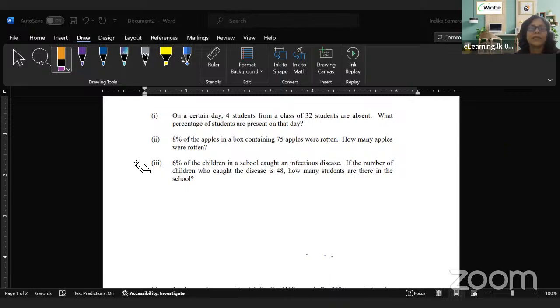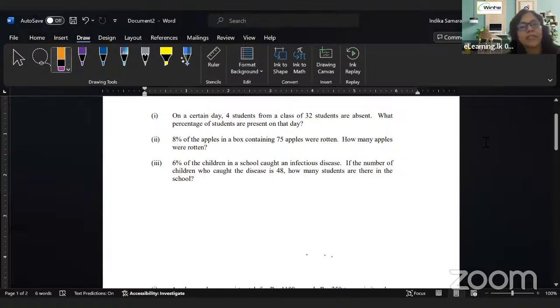Right, Rohit and Danica have given the answers. So 80% out of the box contains 75 apples, sorry. Alright, so 80% of the apples in a box containing 75 apples were rotten. Right? Rotten which is 80%.